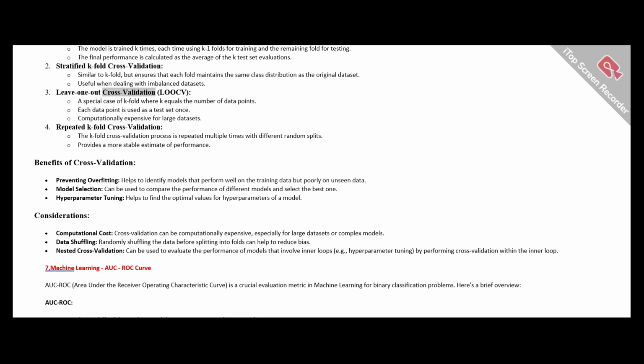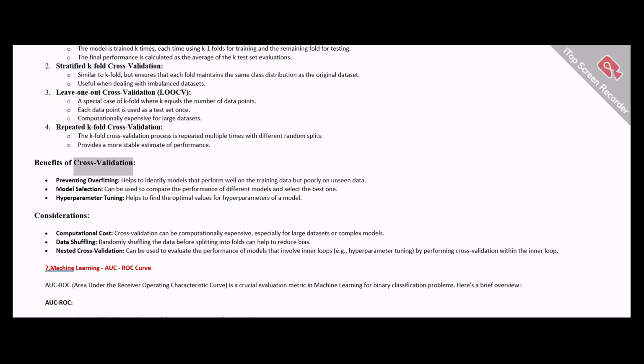Leave-one-out cross-validation, LOOCV. A special case of K-fold where K equals the number of data points. Each data point is used as a test set once. Computationally expensive for large datasets. Repeated K-fold cross-validation. The K-fold cross-validation process is repeated multiple times with different random splits. Provides a more stable estimate of performance.